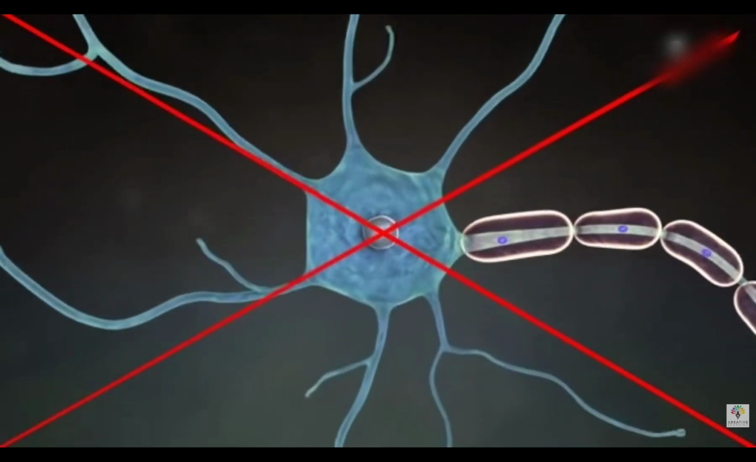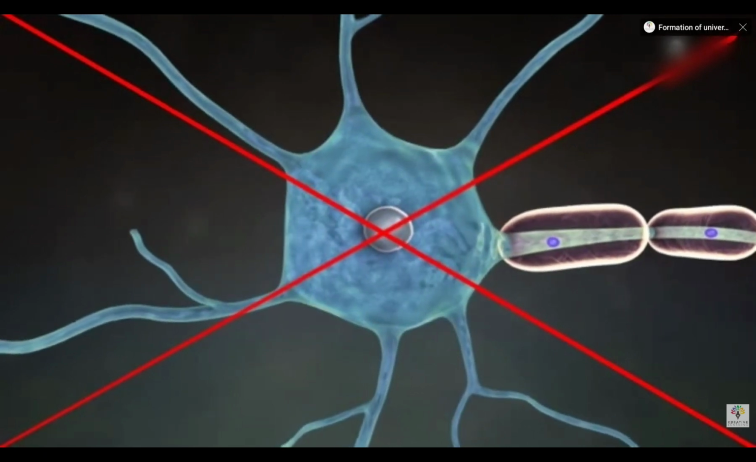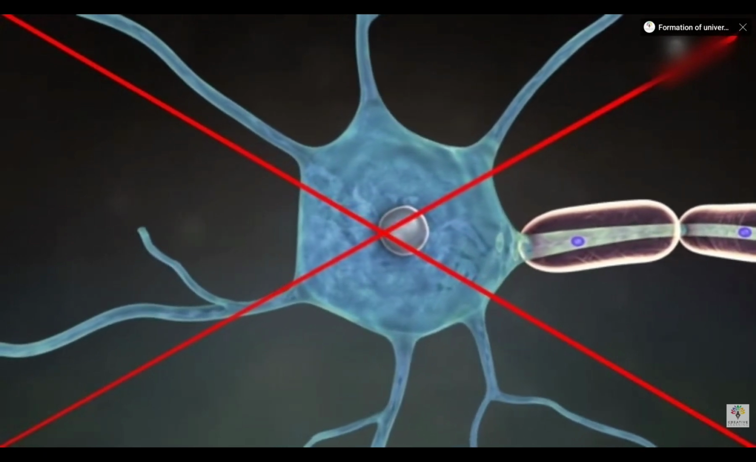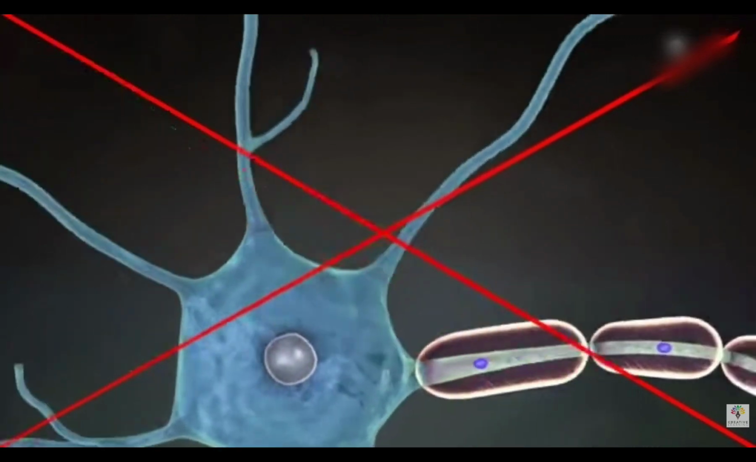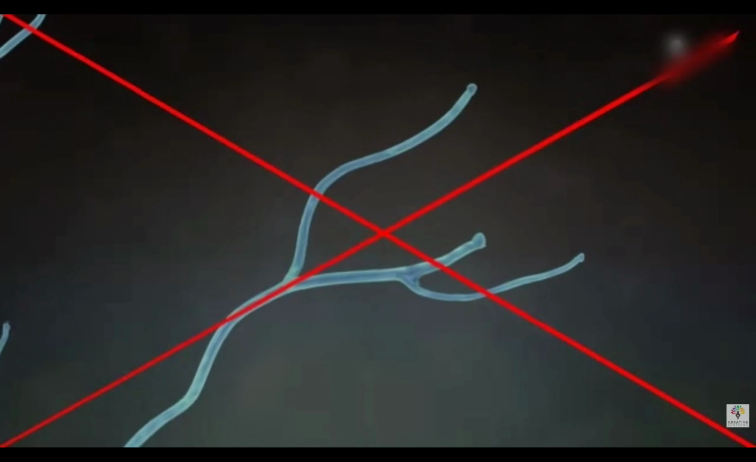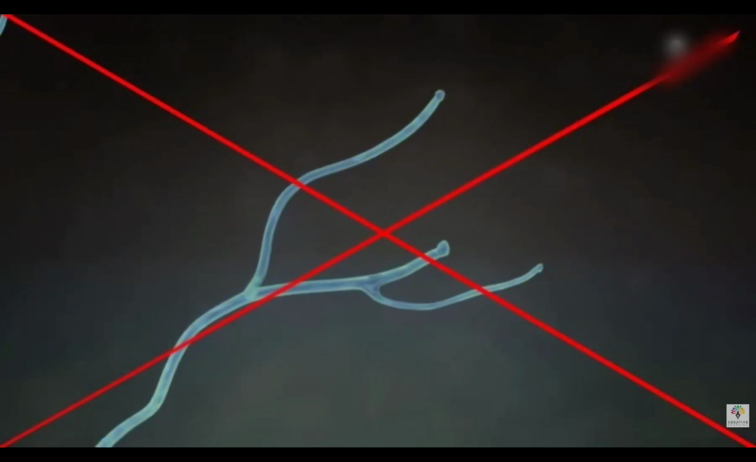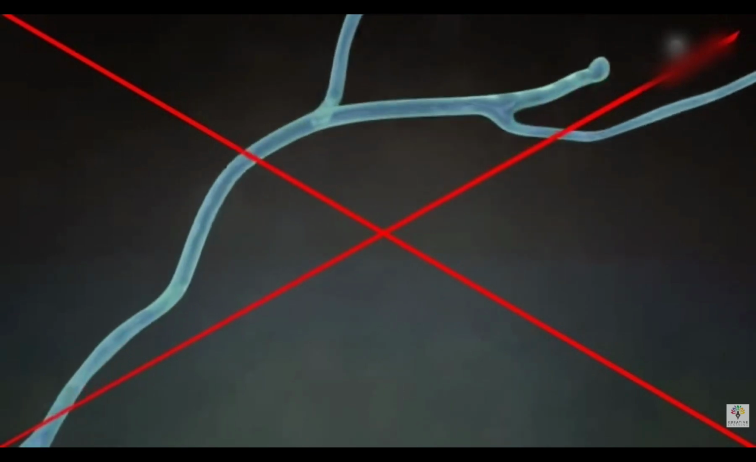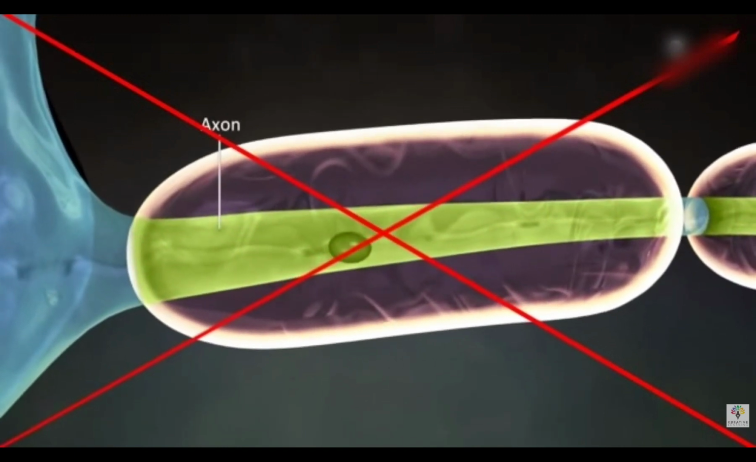A neuron consists of a cell body called soma. The soma is enclosed by the cell membrane and has a nucleus. There are several thin, thread-like extensions from the cell body called dendrites. The dendrites receive impulses from the adjoining neurons. The other extension from the cell body or soma is a single-branched extension called an axon.